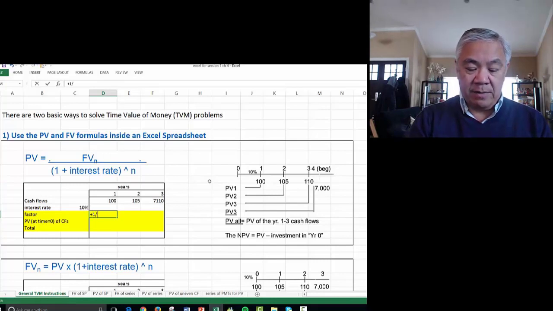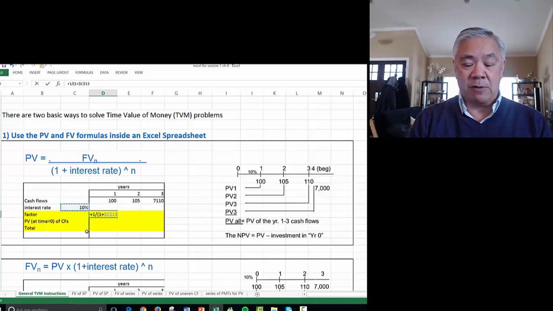Plus 1 divided by open parens, 1 plus, lock onto the discount rate or the interest rate, hit F4 so that that's an absolute reference, close parens, the little caret sign raises it to the power, and then let's use this field to signify the number of years. We do that as a relative reference so that as we copy it, the formula is still correct. So that would be 0.9090, which means $1 a year from now is worth $0.90 to us today.